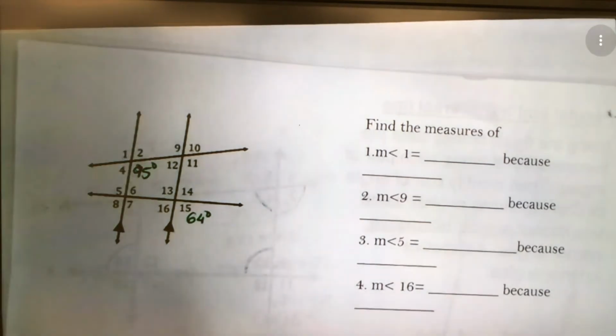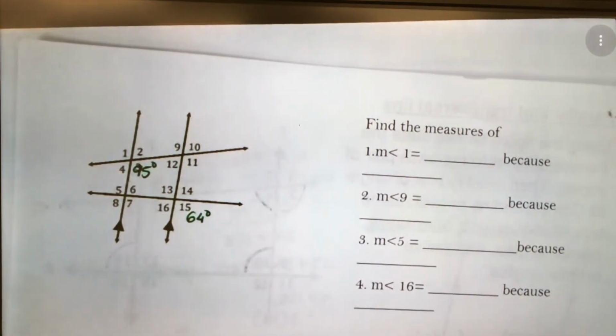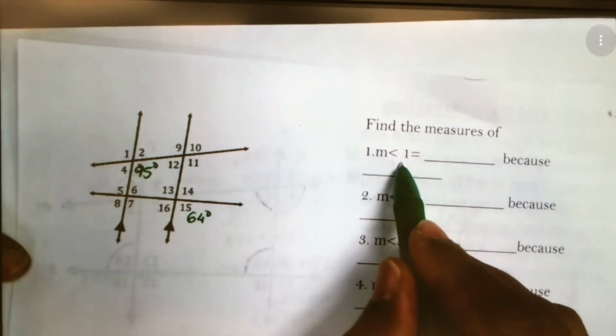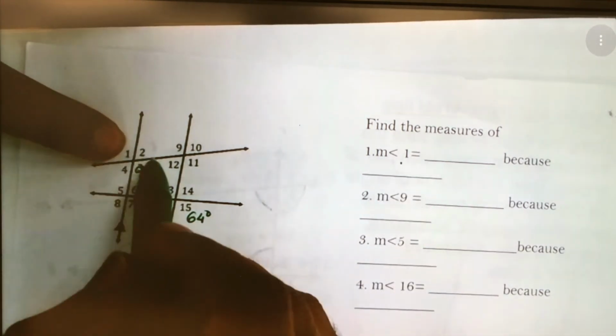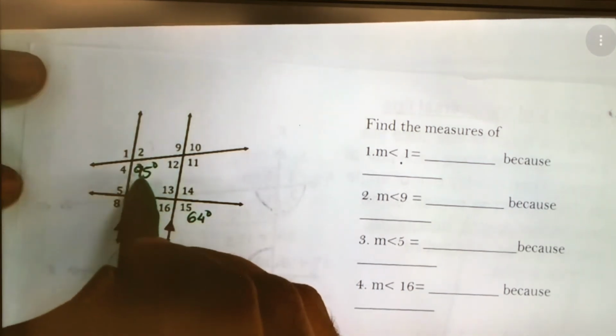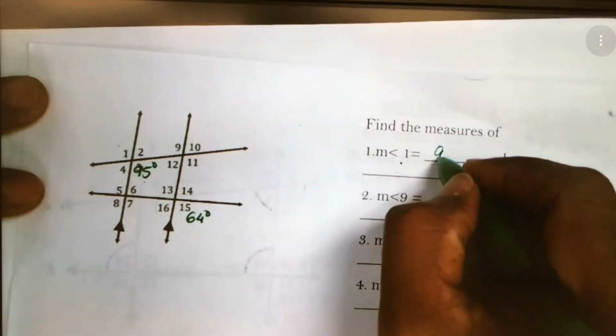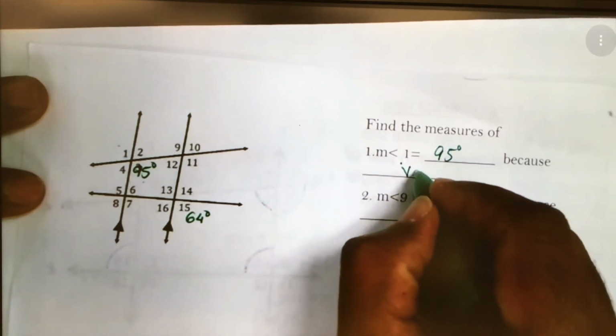So here I have a pair of parallel lines and two other lines. When you find the measure of an angle, we should have a pair of parallel lines and a transversal line. Here angle 1 is here. Look at this cutting. The two lines are intersecting at 95. Angle 3 and angle 1 are across from each other. So angle 1 should be 95 degrees because they are vertical angles.